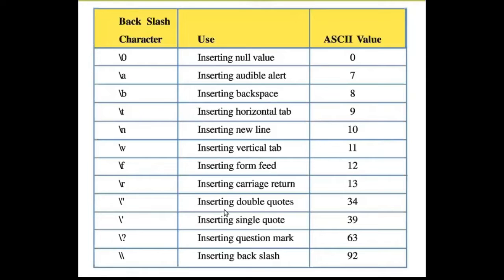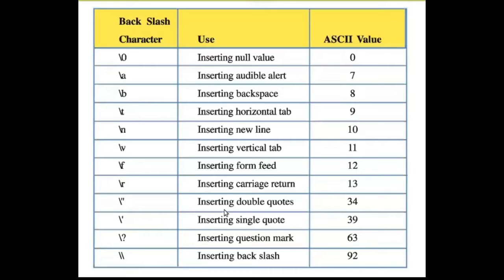Now in this table you can see that in the first column backslash characters are there, using a backslash and then one alphabet or some special symbol. The second column indicates the use of this backslash character, and there is an ASCII value. As we know, each character is assigned a numerical value, and that is unique for all.